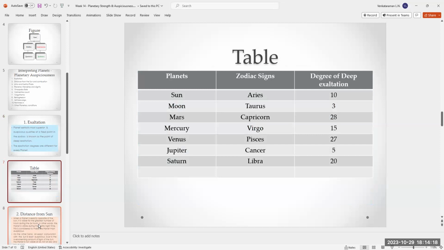Exaltation. A planet exhibits its most superior and auspicious qualities at a fixed point in the zodiac, known as the point of deep exaltation. The exaltation degrees are different for every planet. Table: planets, zodiac signs, degree of deep exaltation. Sun, Aries, 10. Moon, Taurus, 3. Mars, Capricorn, 28. Mercury, Virgo, 15. Venus, Pisces, 27. Jupiter, Cancer, 5. Saturn, Libra, 20.